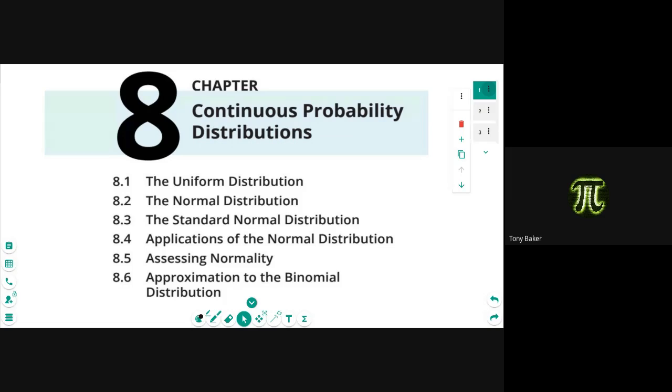So today we're looking at chapter 8. Last class we talked about discrete systems or discrete probabilities. And now we're going to look at continuous probability distributions, which is the one that you're going to see a lot more often than the discrete ones.